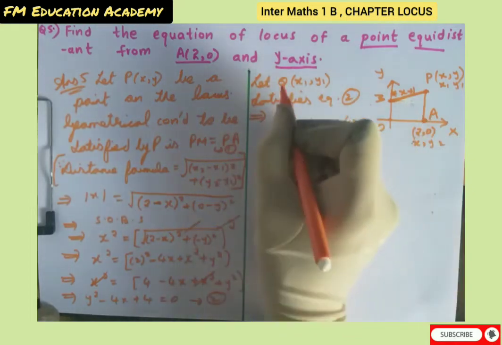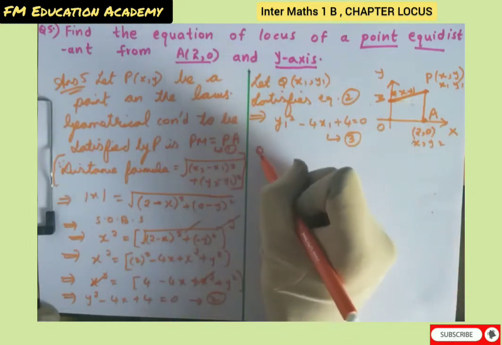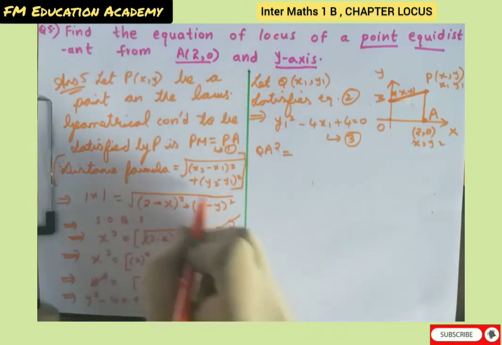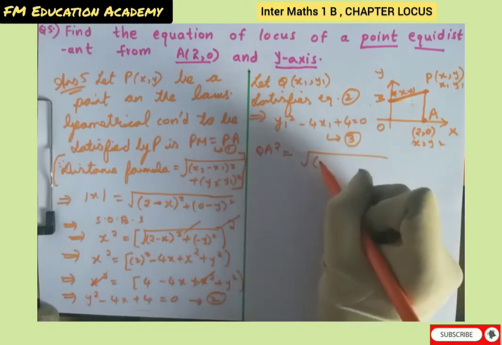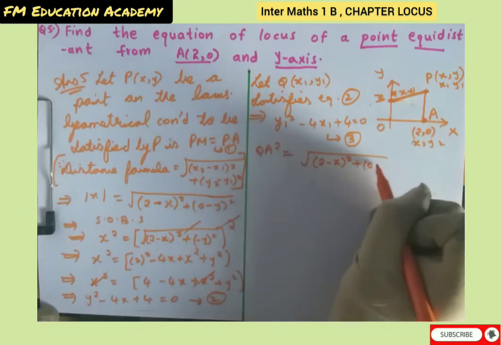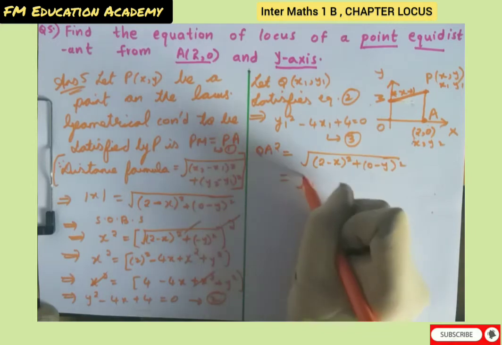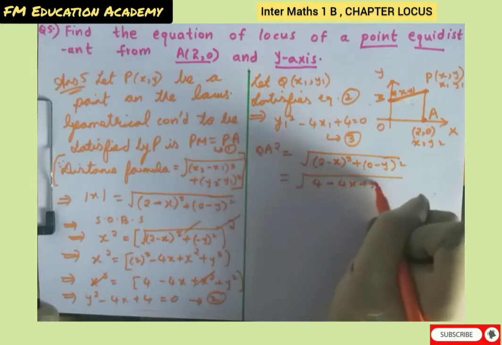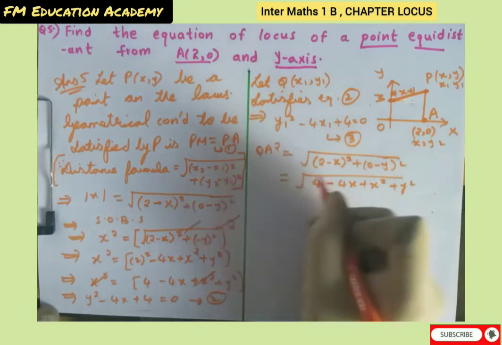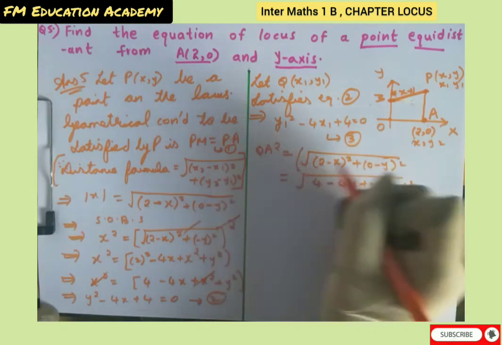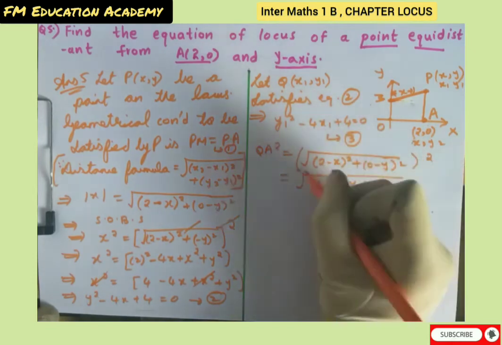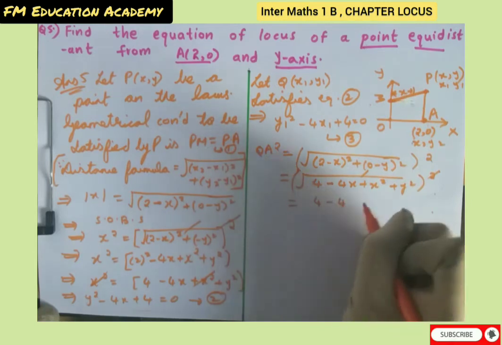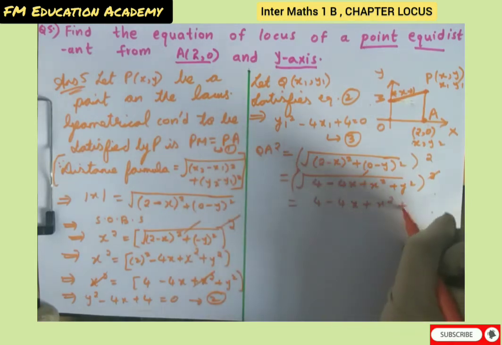PA means here we have the point Q. So QA square will be equal to, what is QA square from this? This QA square is nothing but root 2 minus x whole square plus 0 minus y whole square. So that is nothing but 4 minus 4x plus x square plus y square. And we know, since we are squaring on both sides, the square and root will get cancelled. So we are left with 4 minus 4x plus x square plus y square.